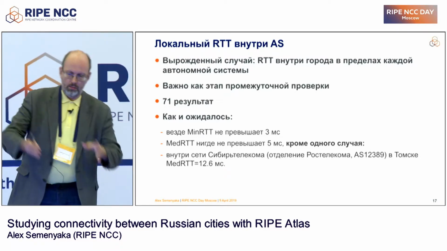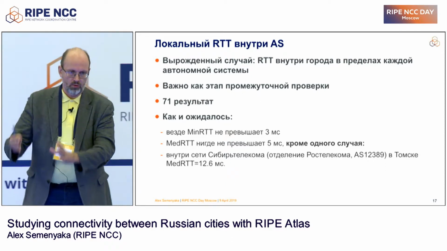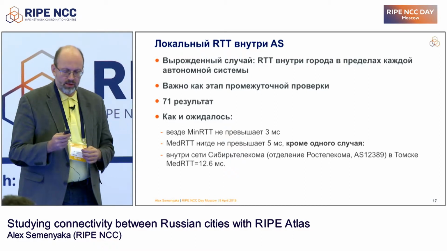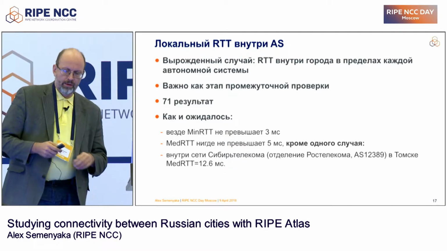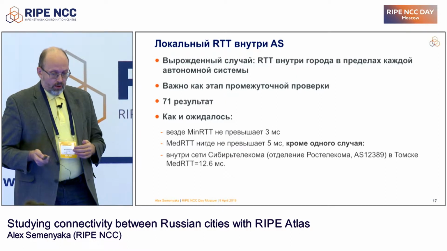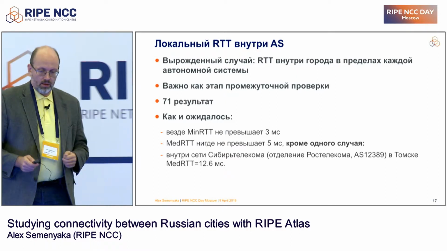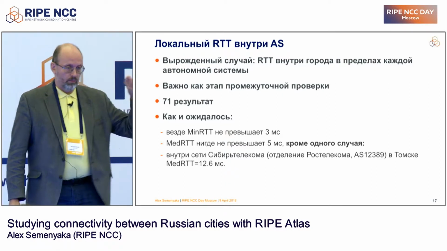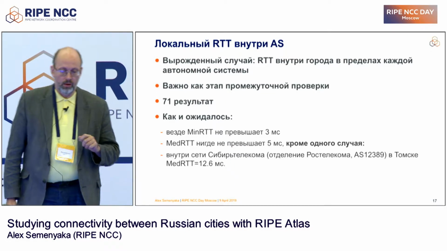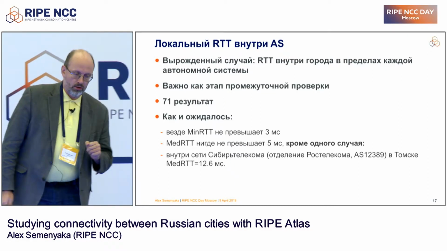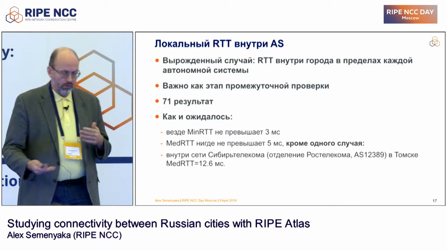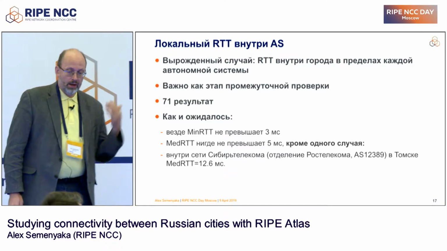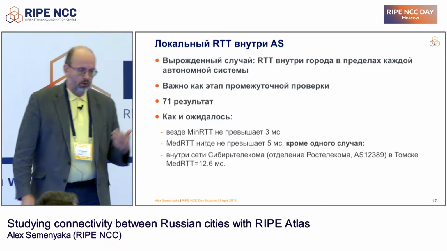The first verification: an autonomous system inside the city. Everything is local, one city inside the city. I will look at the autonomous systems which are residents of this city. The minimal RTT is 71. We received 71 results. Going back to the D2 value, D2 can be taken to be 0. And this is proof of the correctness of my hypothesis.